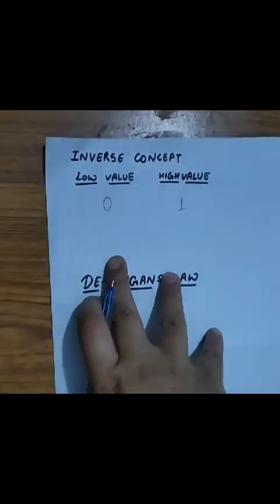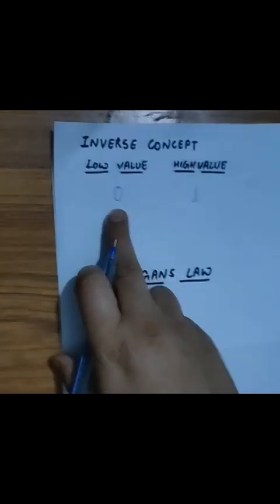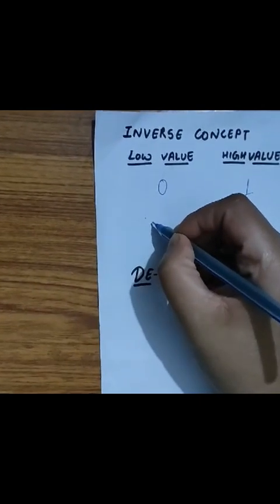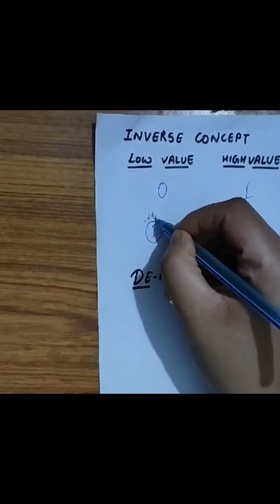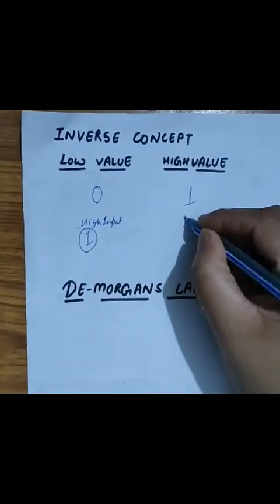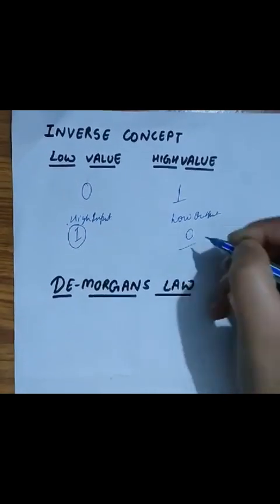So now we'll study about the inverse concept. That is, if we provide low input value, then we'll get high output value. And similarly, if we provide a high input value, that is 1, we'll get low output, that is 0.